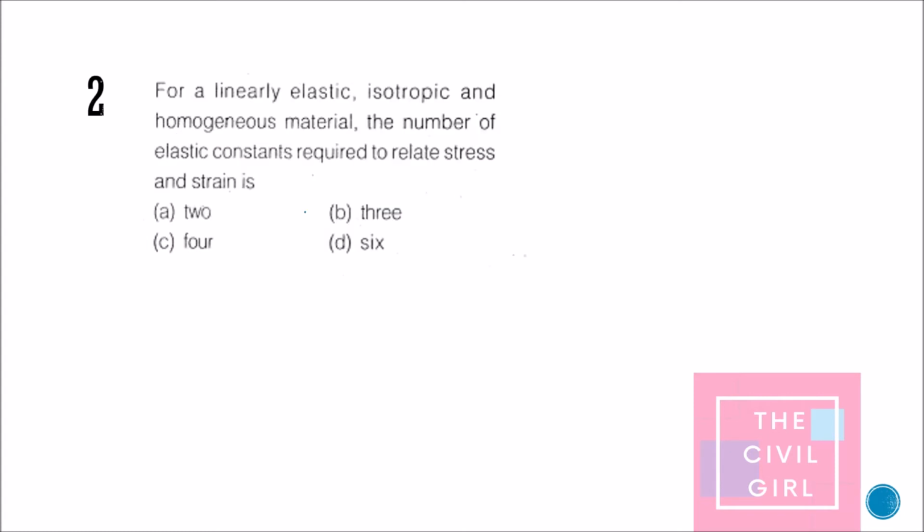Going to the next question. For linear, elastic, isotropic and homogeneous material, the number of elastic constants required to relate stress and strain is what? So it is isotropic, therefore it is 2. If it is orthotropic, it is 9. If it is anisotropic, it is 21. So we have seen this already in the previous video.